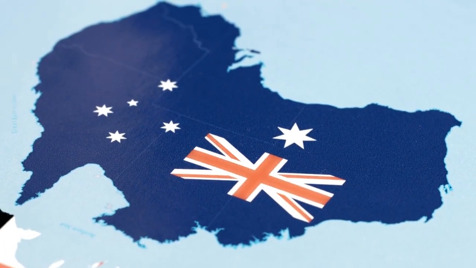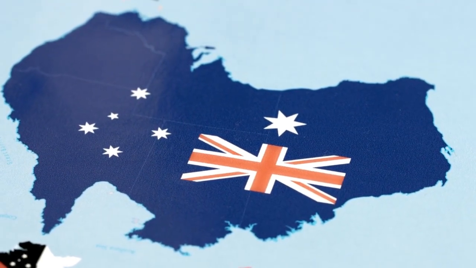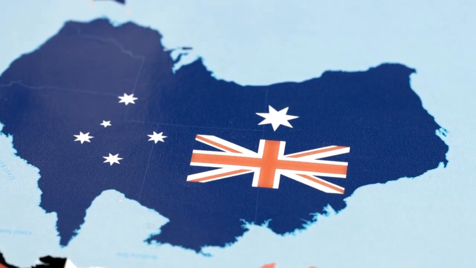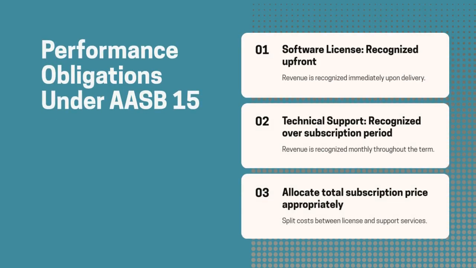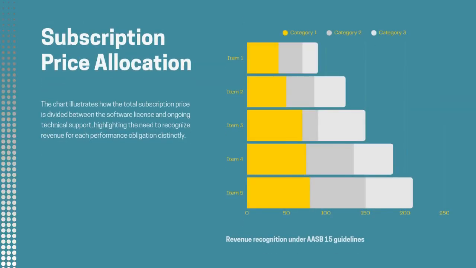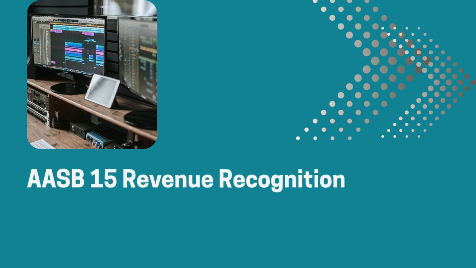Now, let's look at how this might play out in a practical scenario here in Australia. Imagine a software company in Sydney sells a subscription that includes both the software license and ongoing technical support. Under AASB 15, these are likely to be considered separate performance obligations. The company would need to determine the total price of the subscription and then allocate a portion of that price to the software license, likely recognized upfront, and a portion to the technical support, recognized over the subscription period as the service is provided.